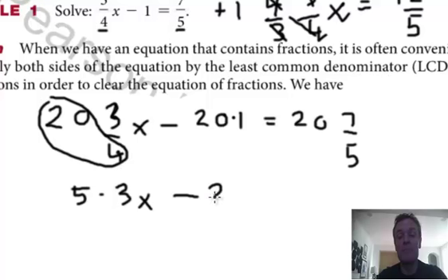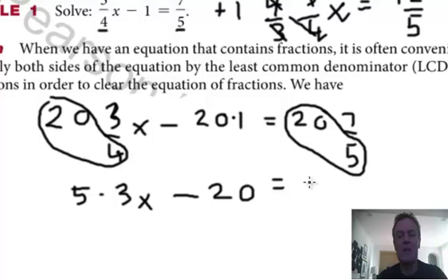Minus, what's 20 times 1? That's 20. Again, here's why I did it. Don't actually multiply the 20 by the 7. The reason why I did this is, what's 20 divided by 5? That is 4, then times the 7. So eventually we now have this.